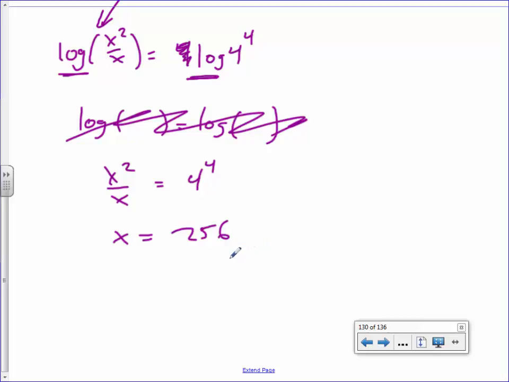So one of the things I wanted to show in this example, at least the first way I was going to solve it, is you can, under the right circumstances, remove a log from both sides of the equation. That would be valid if you do it right.